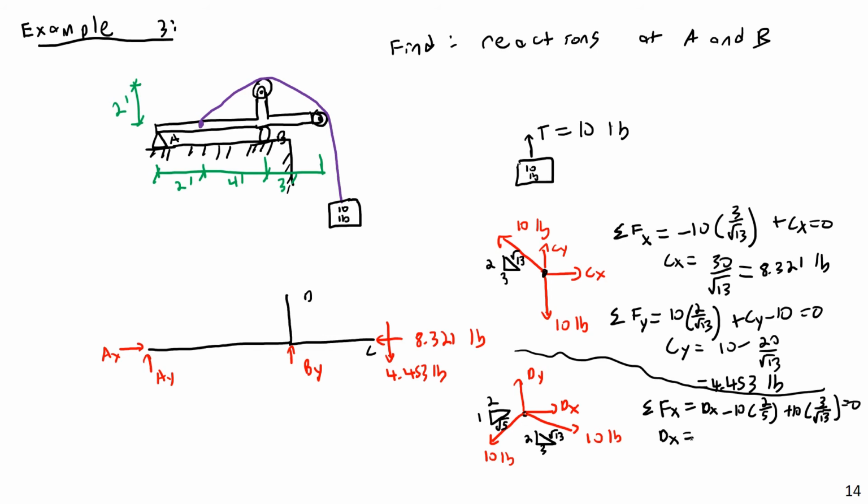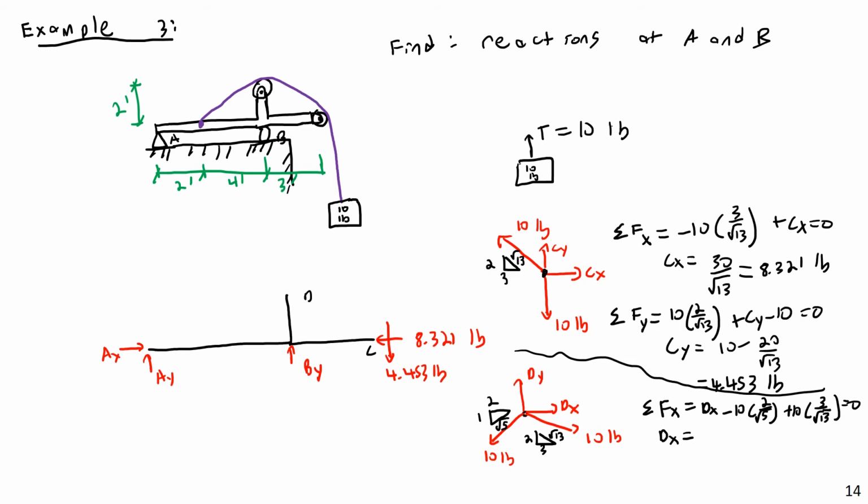And therefore, dx is going to be 10 times 2 divided by the square root of 5, and then plus 10 times 3 divided by the square root of 13. So 10 times 2 over root 5 plus 10 times 3 over root 13. Oh, actually minus, sorry about that. They're going in opposite directions. So I need to put a minus on the 10 times 2 over root 5.